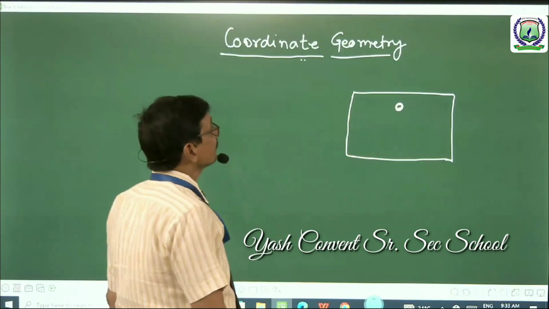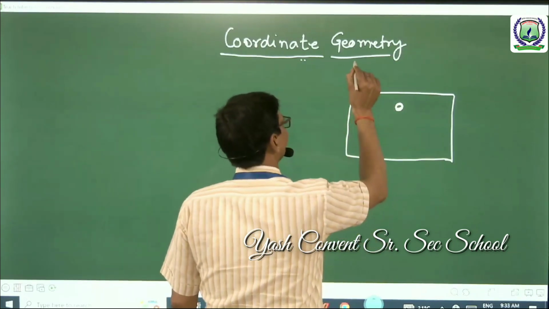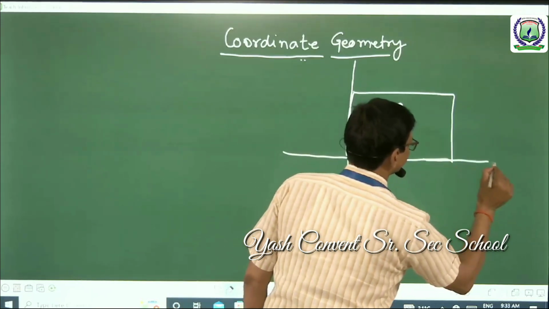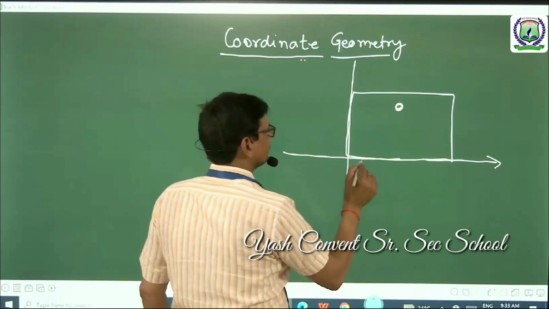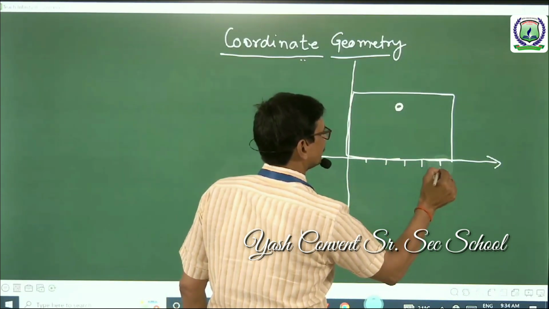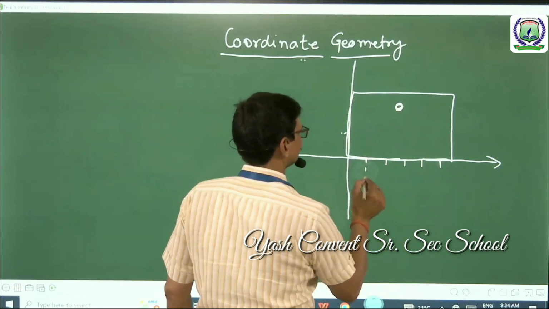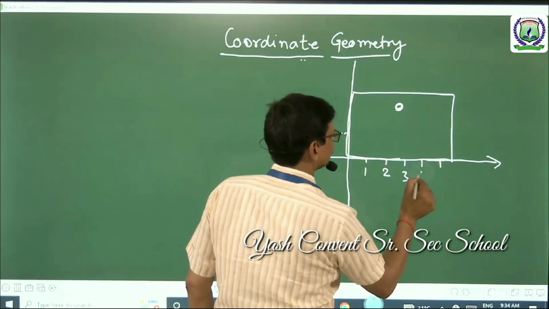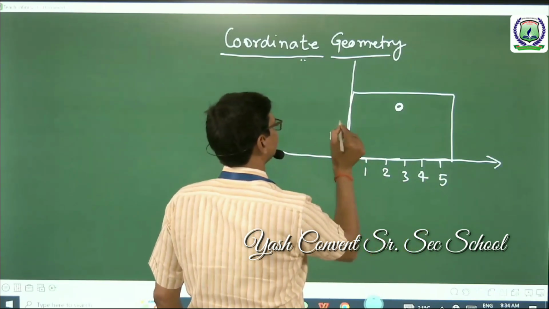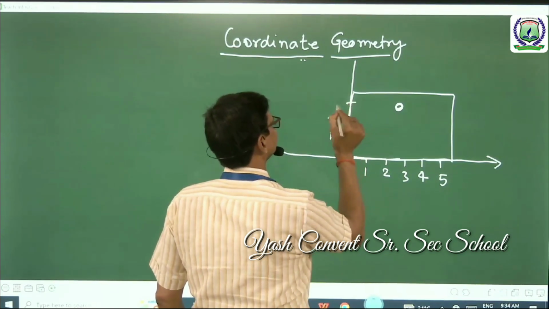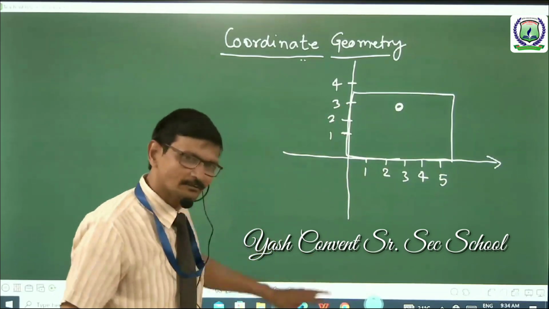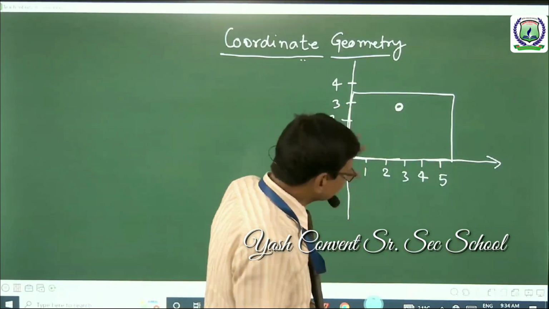So we have to draw a vertical line and a horizontal line, and mark 1, 2, 3, 4, 5 here, and similarly on the vertical line 1, 2, 3, 4. From this we can know the position of a student sitting in the class.